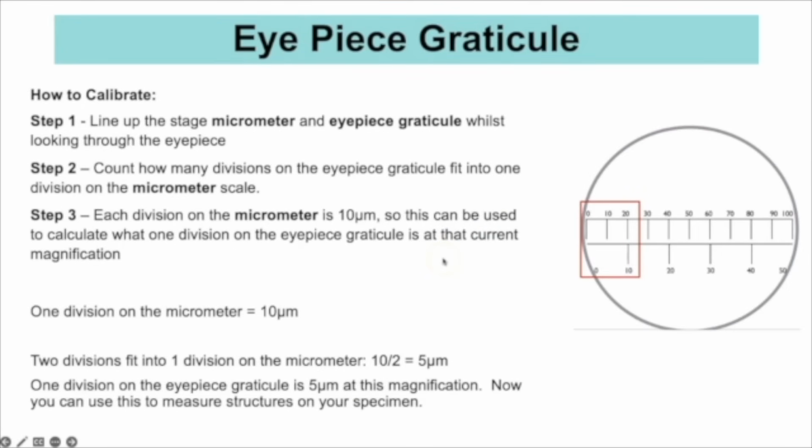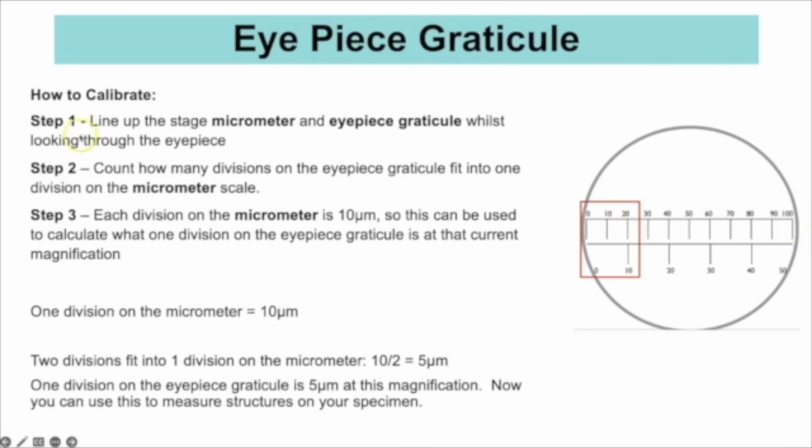You would need to use something called a stage micrometer. And this is a glass slide which essentially has a ruler on it. You would place that on the stage of your microscope, look through your eyepiece, and then move your stage micrometer so that it is aligned right next to your eyepiece graticule. So on this image, the circle's representing your field of view when you're looking down the microscope. The bottom scale is the scale on your stage micrometer, and that has been aligned against the eyepiece graticule, which is already within the eyepiece of the microscope.